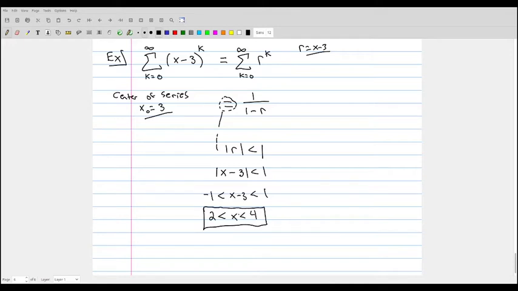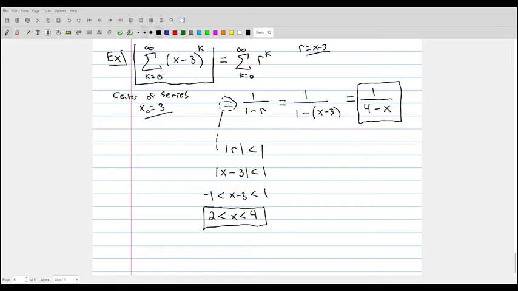So for all x between 2 and 4, this equality is valid, and this then says that this is going to be 1 over 1 minus r, which is x minus 3, or 1 over 4 minus x. So what this tells us is that for x from 2 to 4, this infinite series, for any x in that interval, converges to this function right here, the function 1 over 4 minus x.